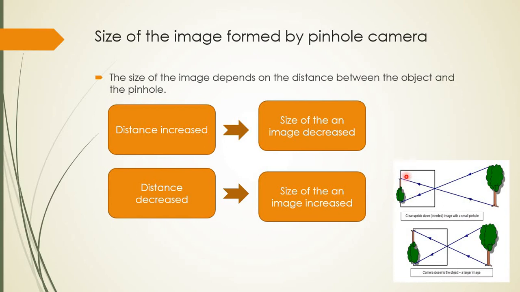As you can see here, the image is inverted, just opposite to the object. The top appears to be at the bottom and the bottom at the top, in the opposite direction. Even the size of the image formed by the pinhole camera can be decreased and increased by changing the position of the object from the opening of this pinhole camera. Let us see.